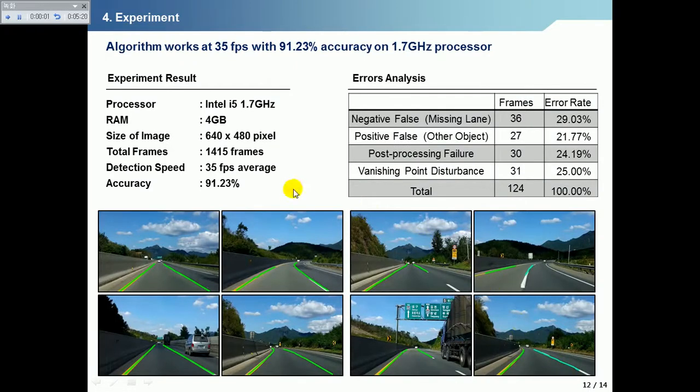We ran the algorithm on a 1.7 GHz processor with 640 times 480 pixel source images, processing about 1,400 images, with an average of 35 frames per second and 91% accuracy.